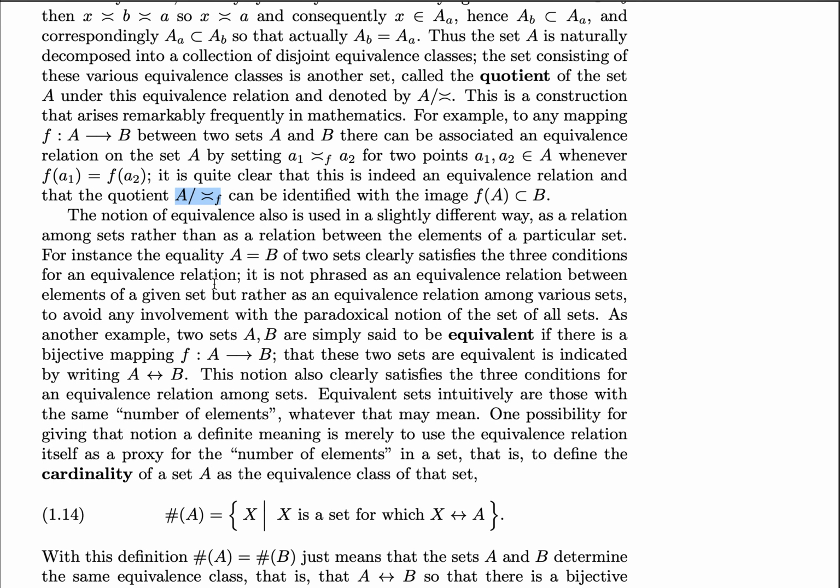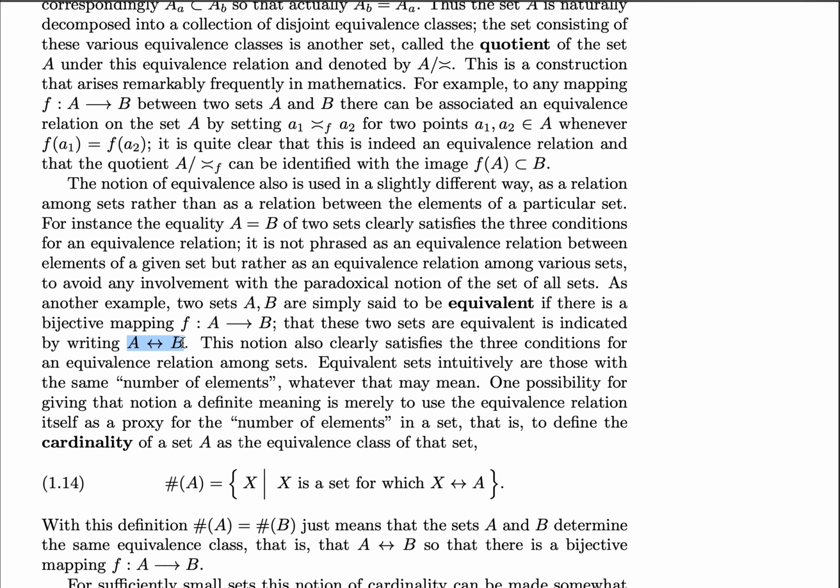The notion of equivalence also is used in a slightly different way, as a relation among sets, rather than as a relation between the elements of a particular set. For instance, the equality of two sets clearly satisfies the equivalence relation definition, but it is not phrased as an equivalence relation between elements of a set, rather as an equivalence relation among various sets. This is done in order to avoid the idea of a set of all sets. As another example, two sets are said to be equivalent if there's a bijective mapping f from A to B, and one way of writing this is A is equivalent to B. There are lots of ways of writing this. Some people will even say isomorphic if there's further structure that's preserved between these two sets.